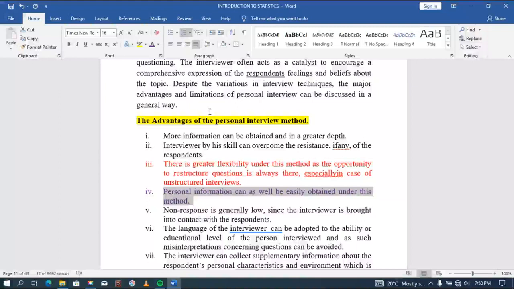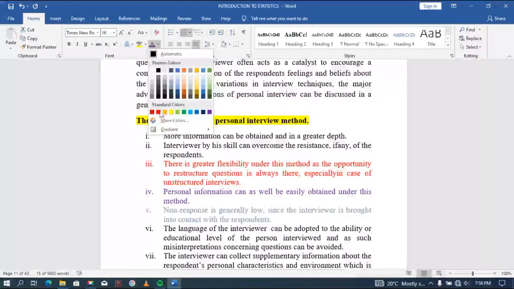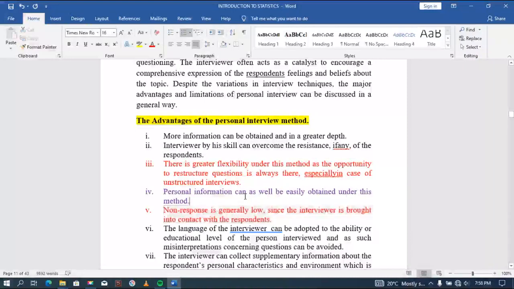Then non-response is generally low. It eliminates the elements of non-response when interviewing the respondent. The chances of not answering are low, unlike structured kinds of interviews where the person could decide to answer or not to answer. But when you ask a question to an interviewee face to face, they are most likely to give you an answer, unlike the other non-personal interviews. Those are some of the advantages. Read through the others as we proceed.